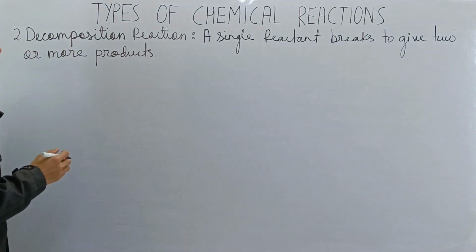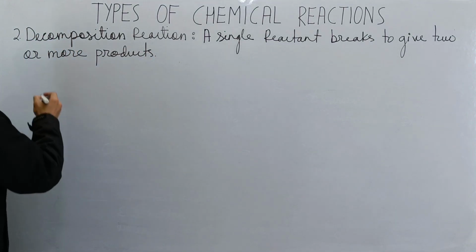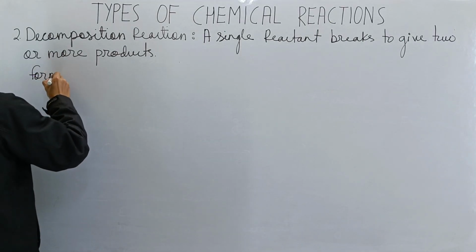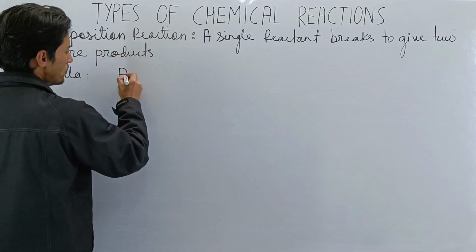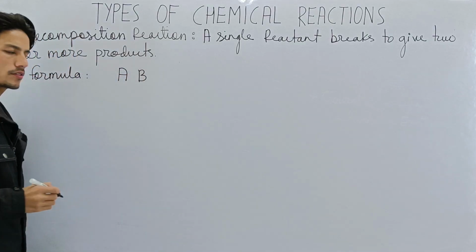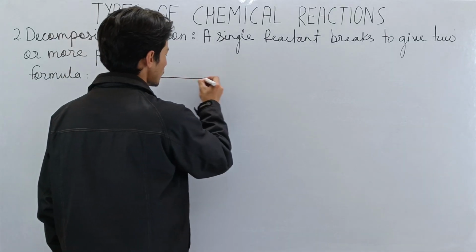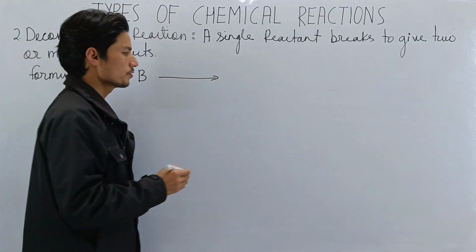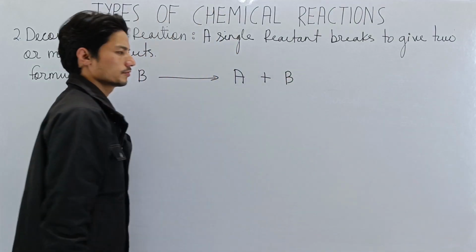This is the definition of decomposition reaction. Now there is a formula, so let's write down the formula first. The formula is AB. Remember, this is our reactant. AB will undergo a decomposition reaction, so the reaction will take place, and it will give you two or more products.